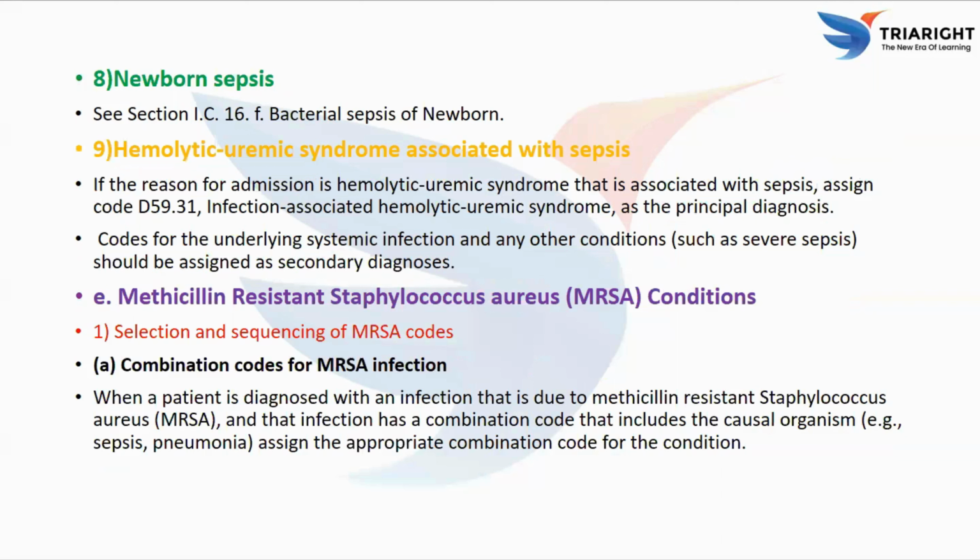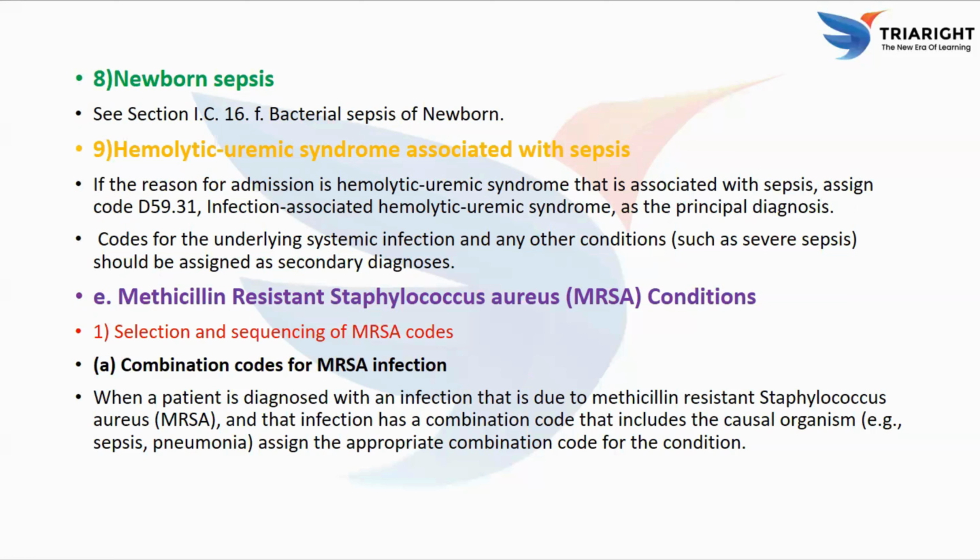So the age of the patient, newborn or infant, decides the chapter. An example is a 3-day-old baby admitted for E. coli sepsis. So what do you have to code? P36.4 for sepsis of newborn due to E. coli. So always use the P36 category, chapter 16, for neonatal sepsis.